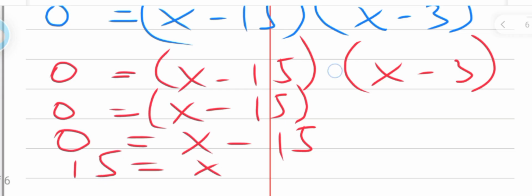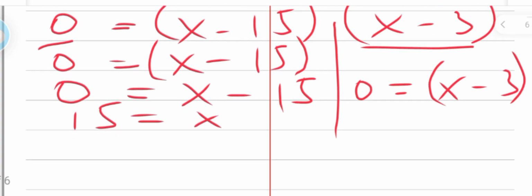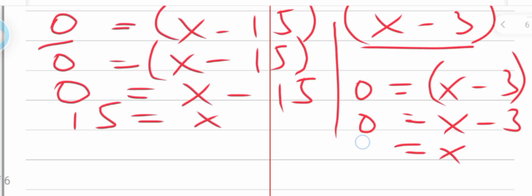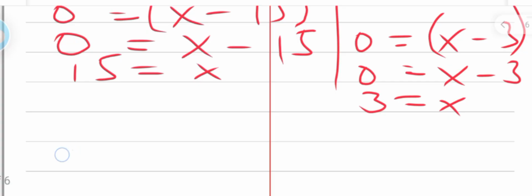The second value for x is that we equate the second one to 0. So 0 is equal to x minus 3. When that is done, we realize that we have 0 equal to x minus 3. So x will be equal to 3. So remember, x has gotten two values. So x is either equal to 15 or 3.